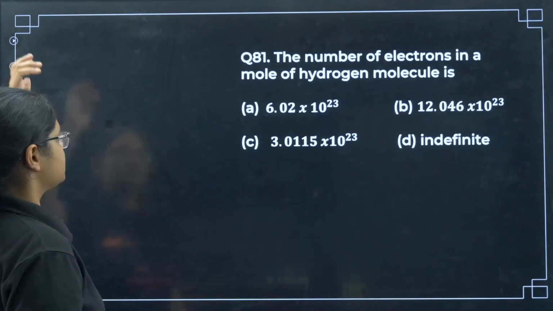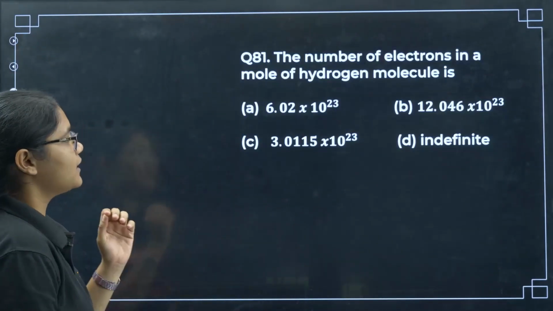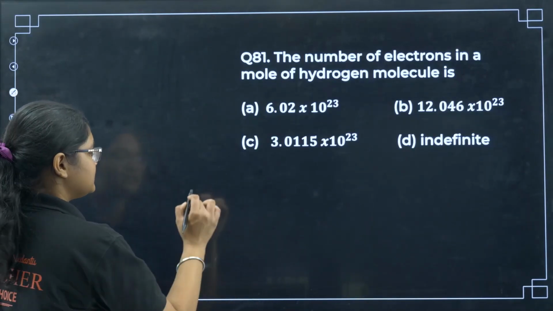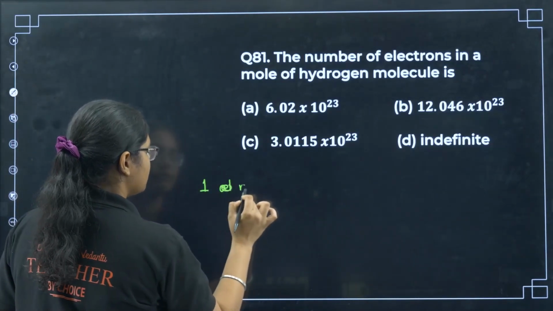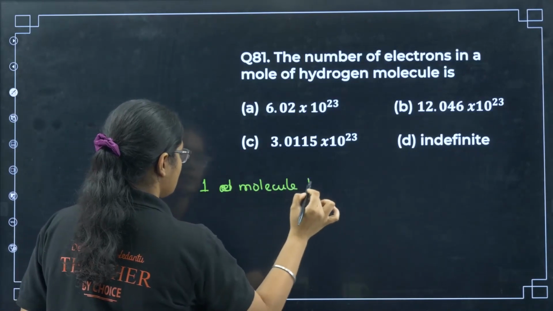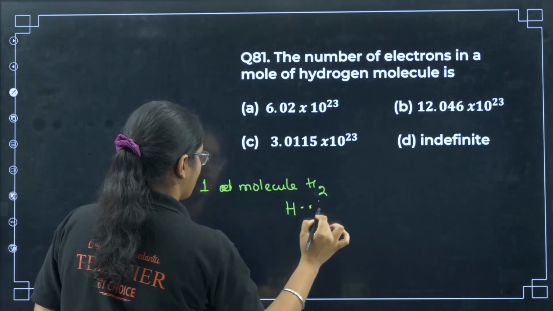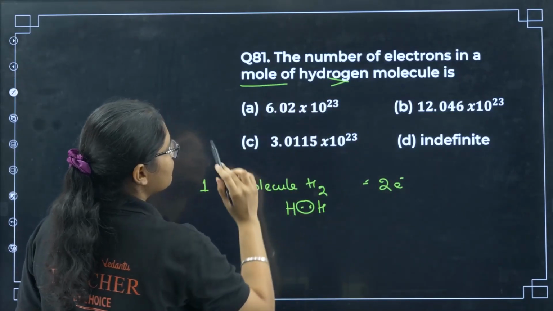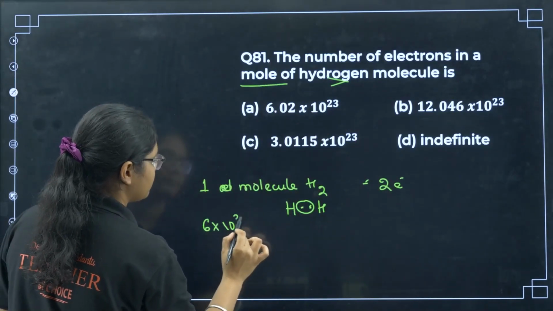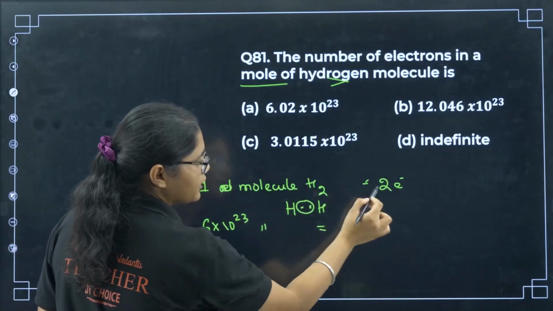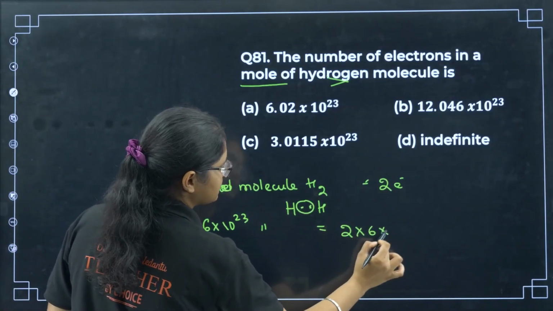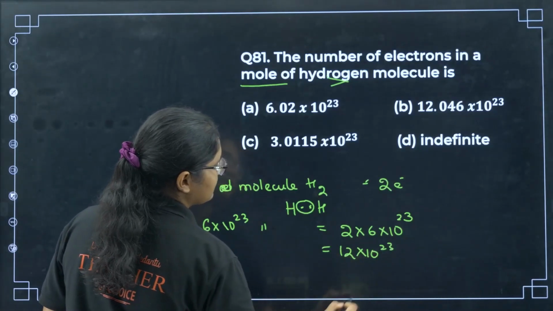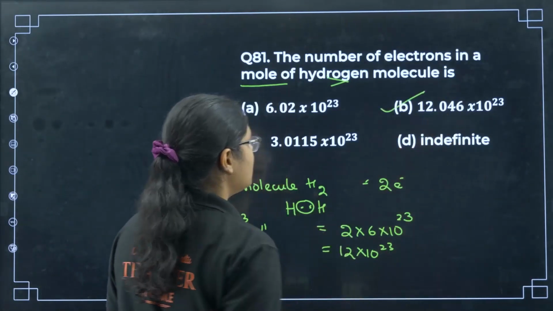Next, some basic concepts of chemistry, the first chapter. The number of electrons in one mole of hydrogen molecules. In one molecule of H2, how many electrons are there? 2 electrons. Now it is asking for one mole. 1 mole means 6 into 10 to the power of 23 molecules. In one molecule it is 2, so it will be 2 into 6 into 10 to the power of 23, that is equal to 12 into 10 to the power of 23, which is option number B here.